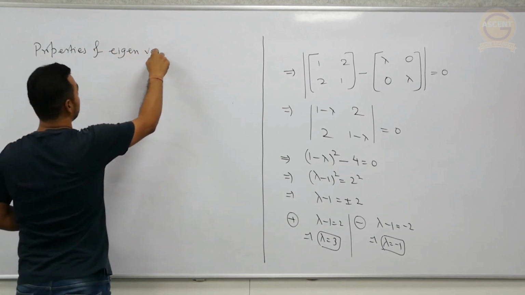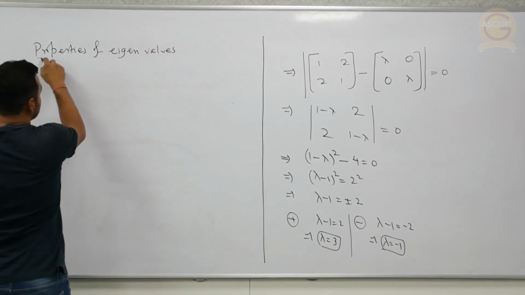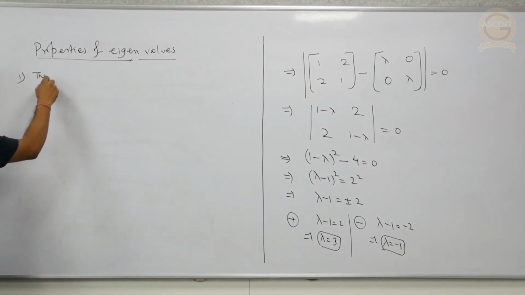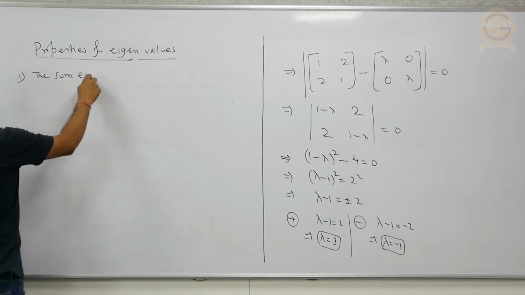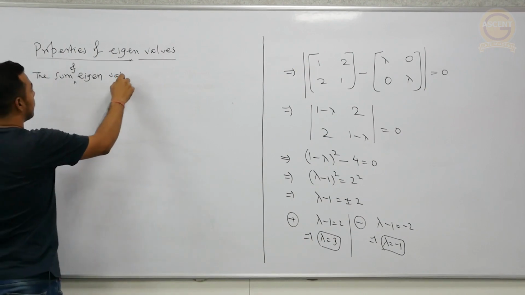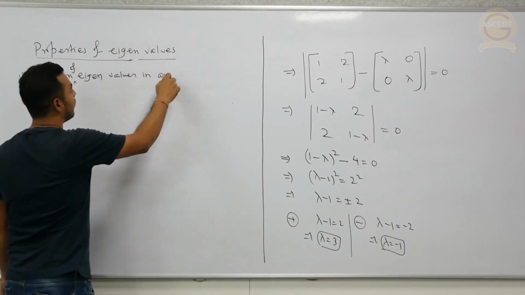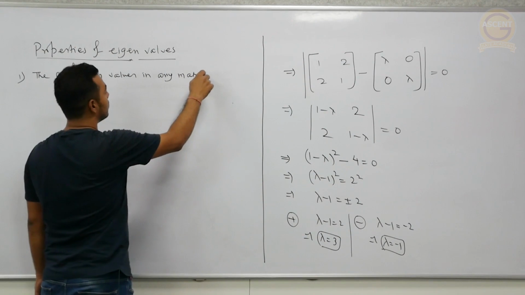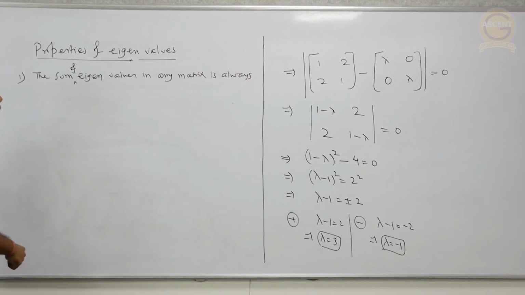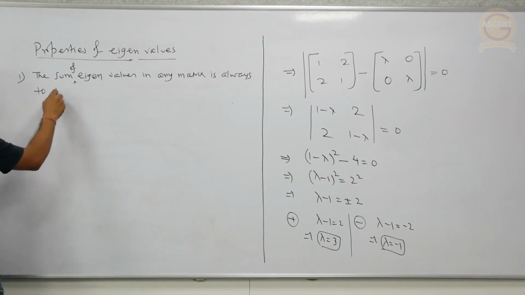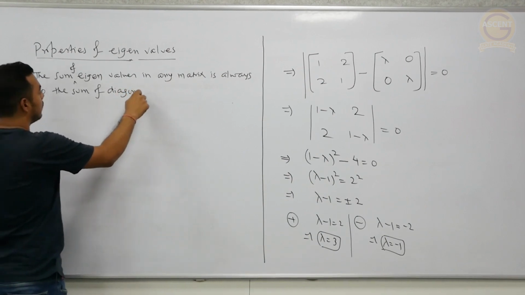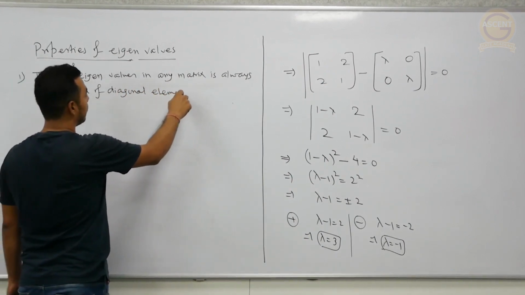Now in total we will see 6 different properties, out of which the first 2 are very, very important. So the first property is the sum of eigenvalues in any matrix. The sum of all the eigenvalues in any matrix is always equal to the sum of diagonal elements. So this is a very, very important property.